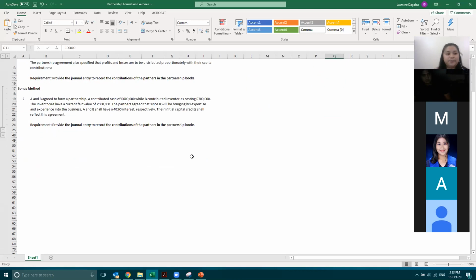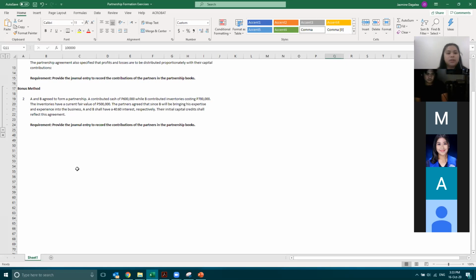So, number 2 na tayo. A and B agreed to form a partnership. A contributed cash of 600,000 while B contributed inventories costing 700,000. The inventories have a current fair value of 500,000. The partners agreed that since B will be bringing his expertise and experience into the business, A and B shall have a 40-60 interest respectively. Their initial capital credits shall reflect this agreement. So, requirement, provide the journal entry to record the contributions of the partners in the partnership books.